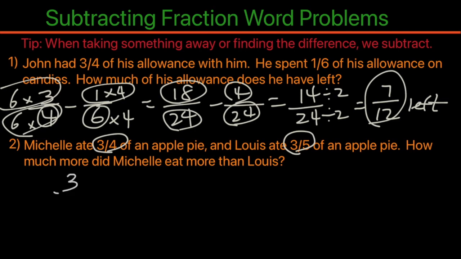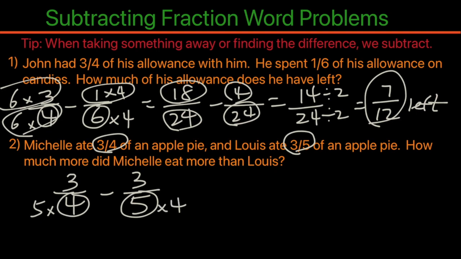So we'll take 3/4 minus 3/5. Here we also have a situation with unlike denominators. So we'll do the same. The 4 will multiply by 5, and the 5 will multiply by 4. And do the same in the numerator as you did in the denominator.